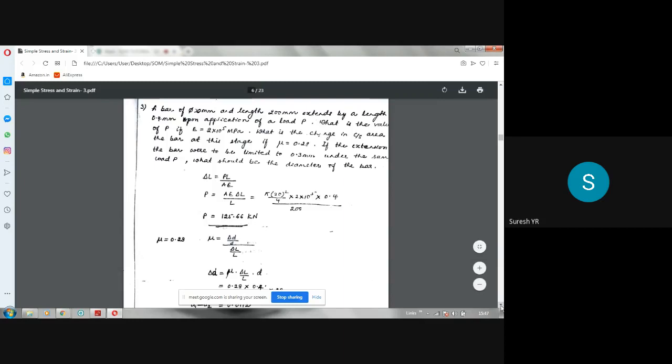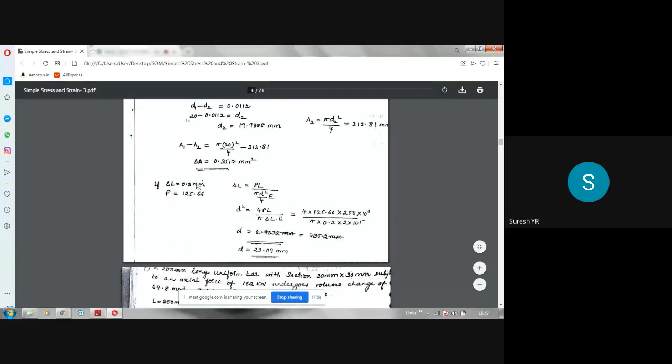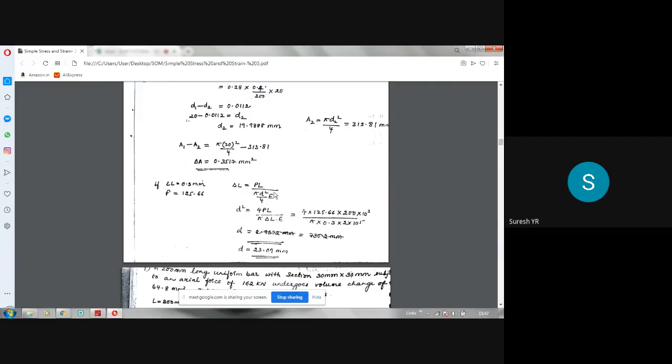So for that, delta L is given as 0.3 mm. P is 125.6 kilonewton, whatever we have calculated. What is the diameter of the bar? For that, once again, you have to use the same formula: delta L is equal to PL by AE. Here I have replaced A with pi d square by 4. Now in this D is unknown. If you substitute everything and simplify, you will get the diameter as 23.09 millimeter.